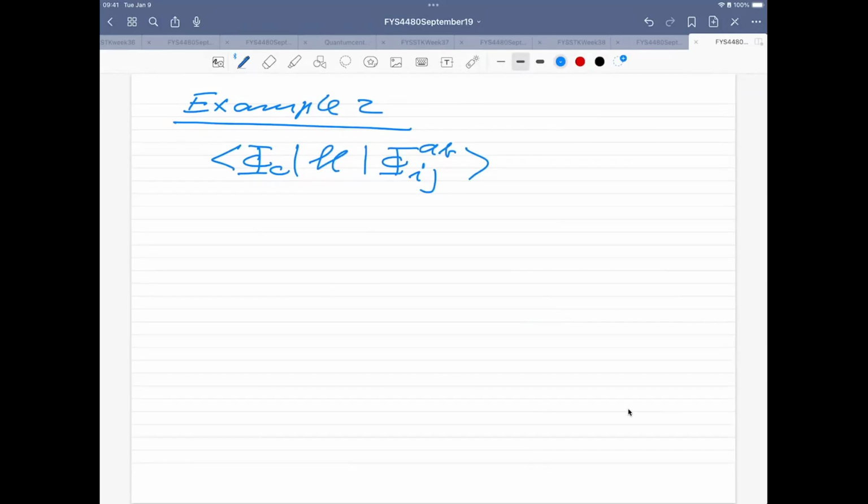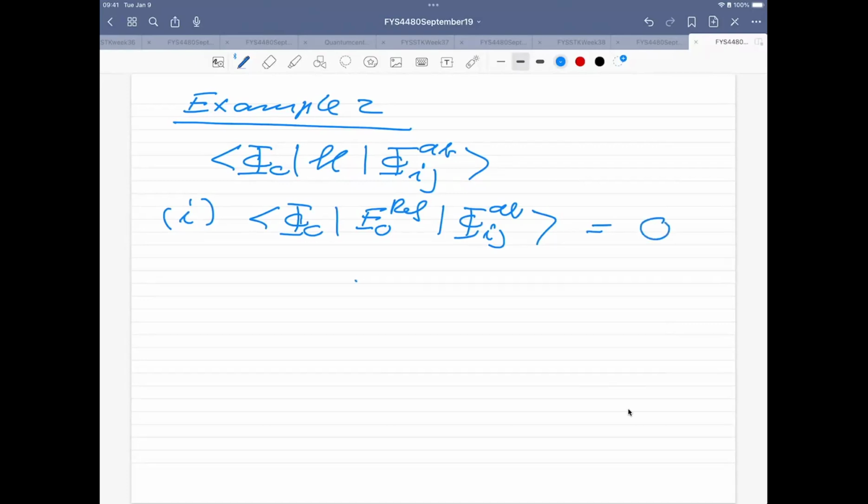Okay, so let's continue with the calculation of this quantity. So we would obviously have the first term, which is phi 0, and then we have the reference energy, E ref, and then we have phi ij ab. Since E ref is a constant, this is simply equal to 0, because this is the same as just a constant being put outside, and then we have phi 0 and phi ij ab, and that has to be equal to 0, because these are two different states, and it's an orthogonal basis which we are setting up. Okay, so that piece is pretty easy.